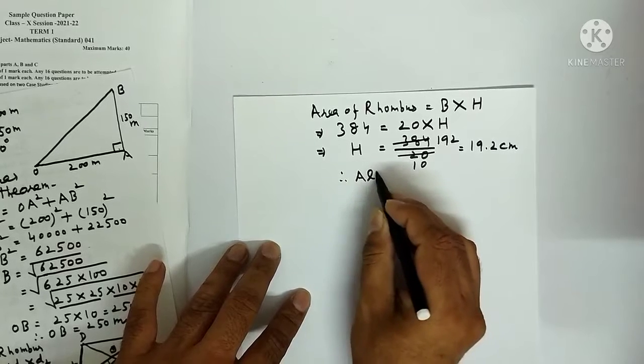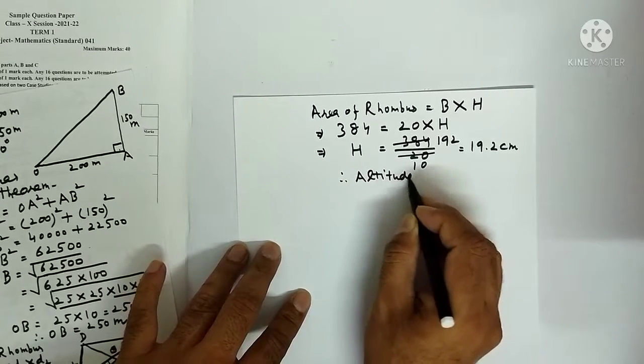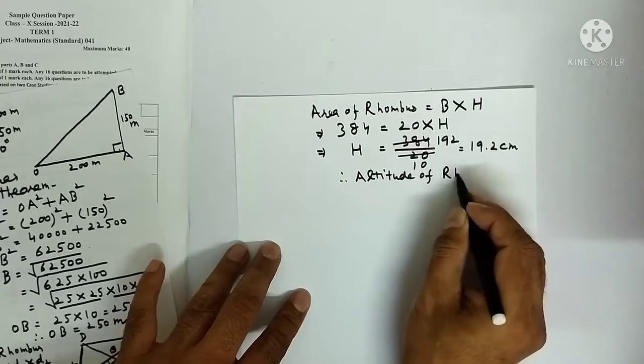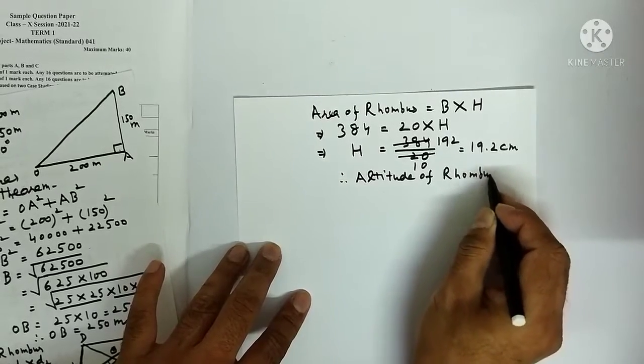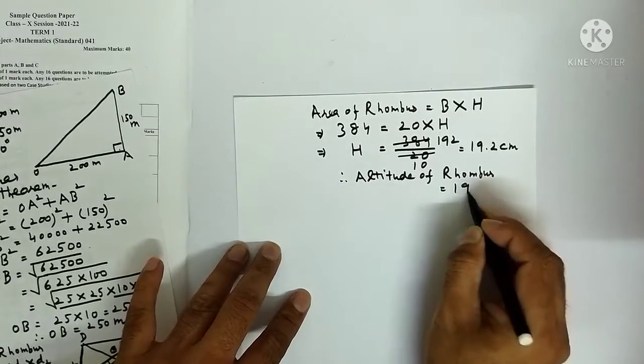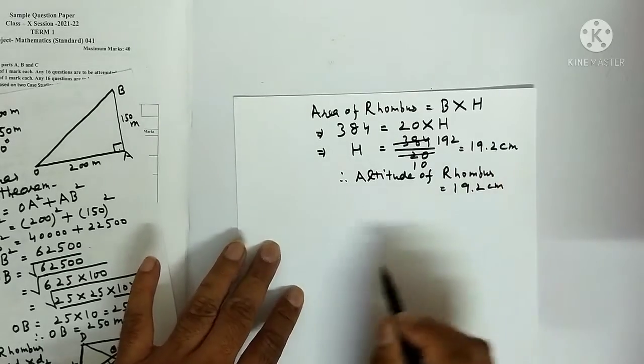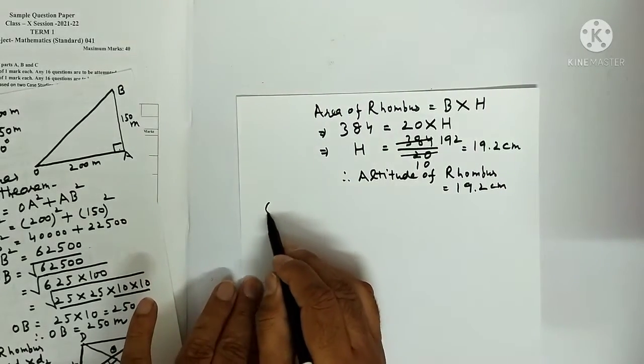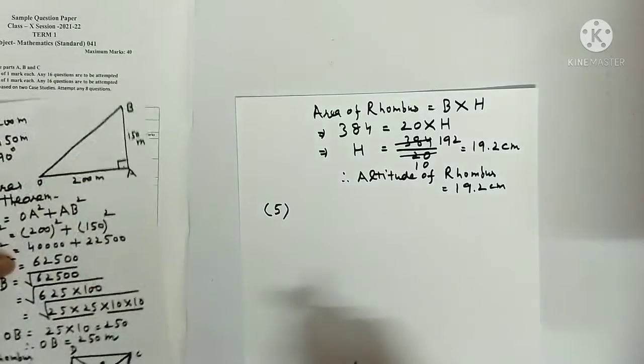Therefore, altitude of rhombus is equal to 19.2 centimeter. Now question number 5 we will do.